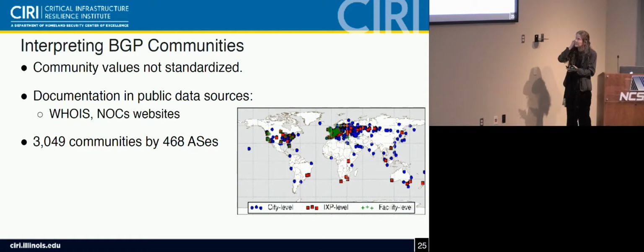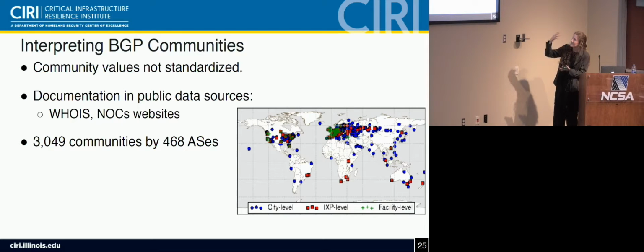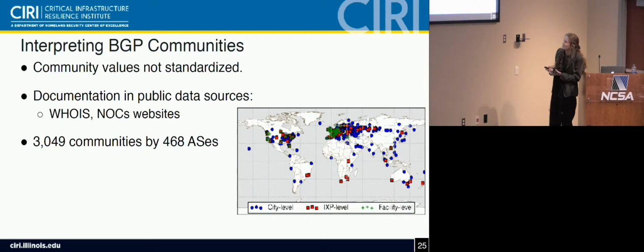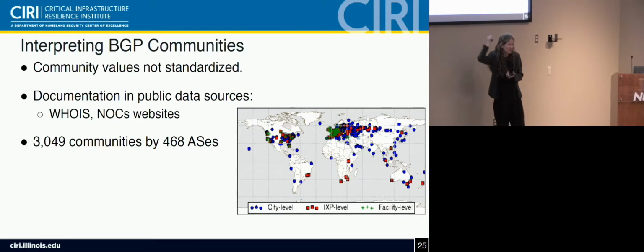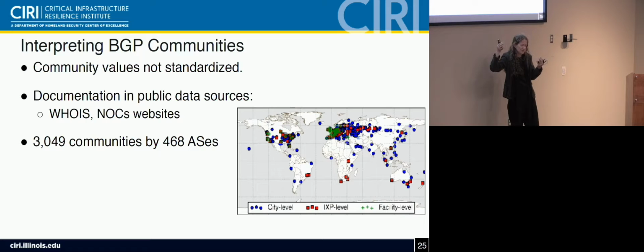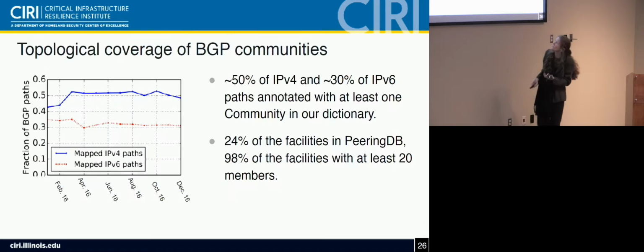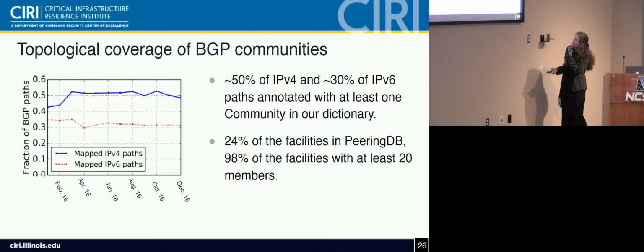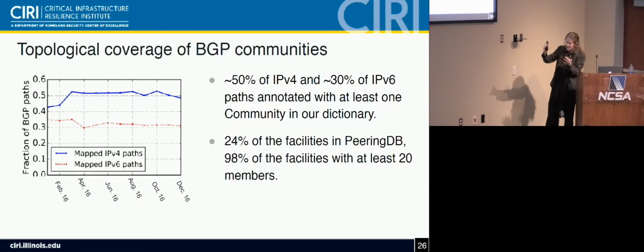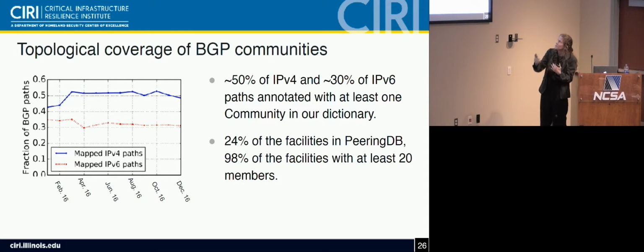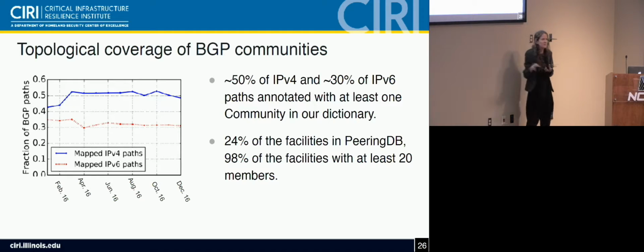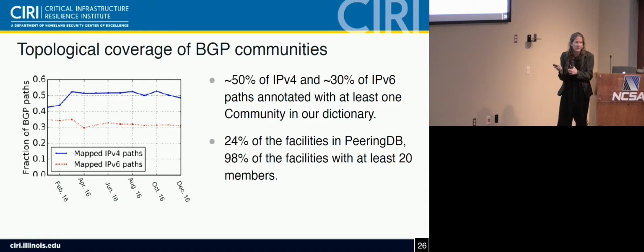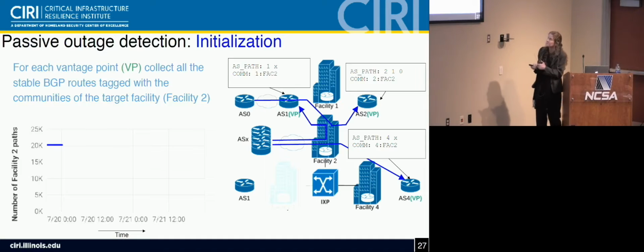So we went and scraped a bunch of these things and did some natural language processing and came up with about 3,000 communities covering 468 ASes. How many ASes are in the internet? About 50,000. So then the question is, okay, how well would this technique really work? Well, we analyzed that. Turns out you get about half of the paths in the set of BGP paths that we observed from public repositories, about a third of IPv6 paths. But importantly, almost all of the facilities that have at least 20 members. So the big facilities do seem to be covered by the communities that we've captured.